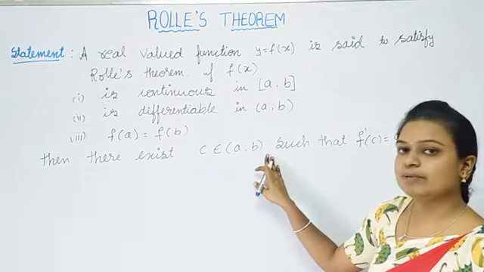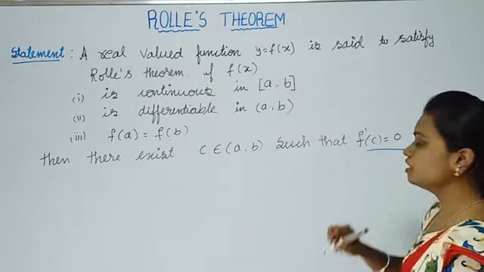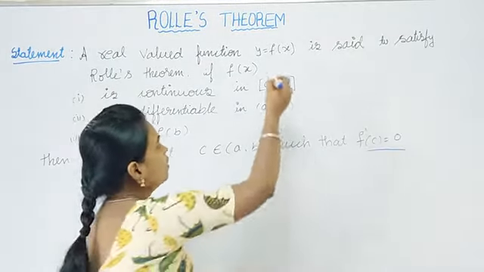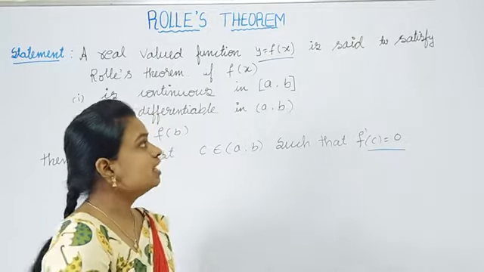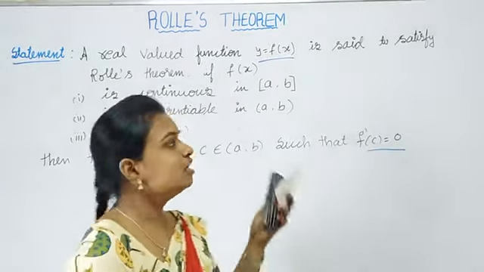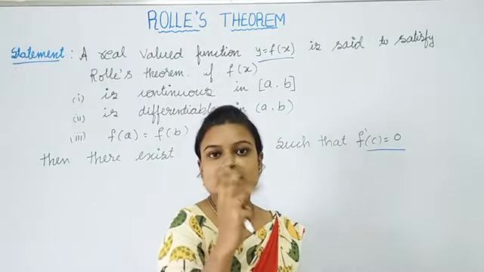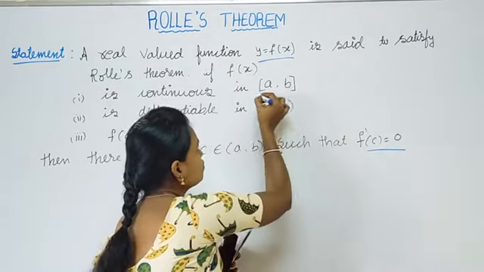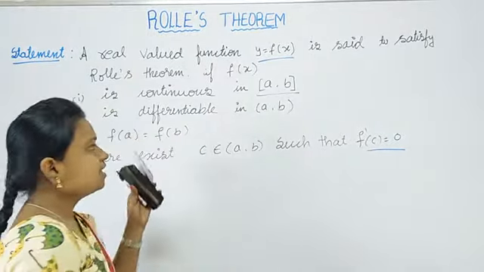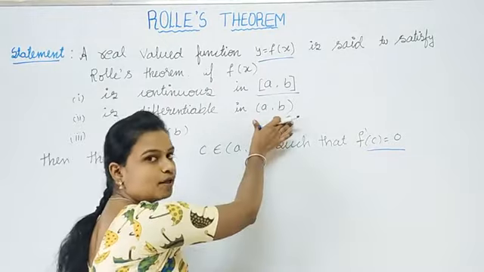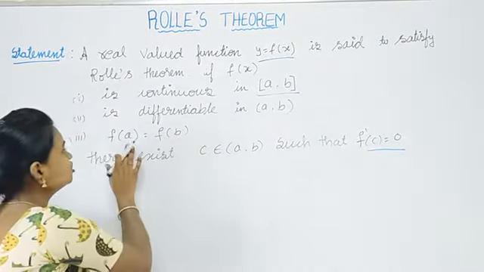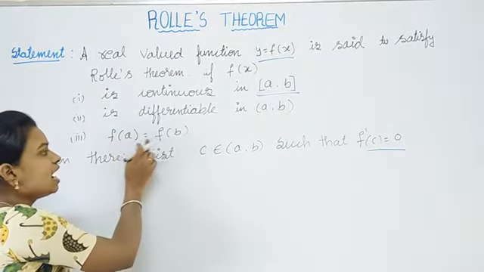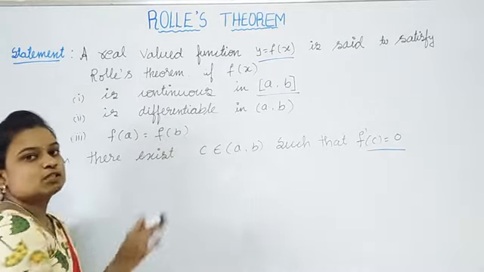open interval a comma b such that f dash of c is equal to 0. The statement of Rolle's theorem: a real valued function y is equal to f of x is said to satisfy Rolle's theorem if it satisfies three conditions. The first condition is the function is continuous in closed interval a comma b, the second is that it is differentiable in open interval a comma b, and the third condition is f of a is equal to f of b, which means the functional value at a and the functional value at b both must be equal.